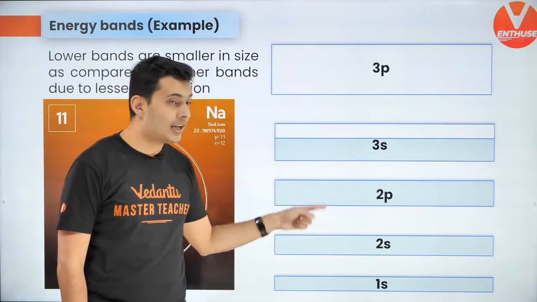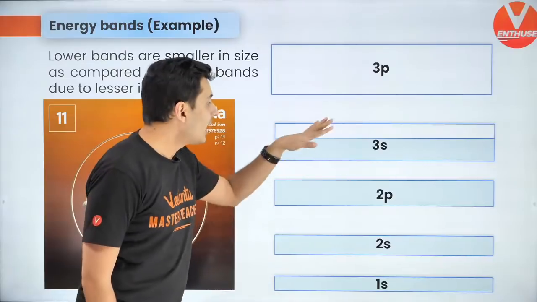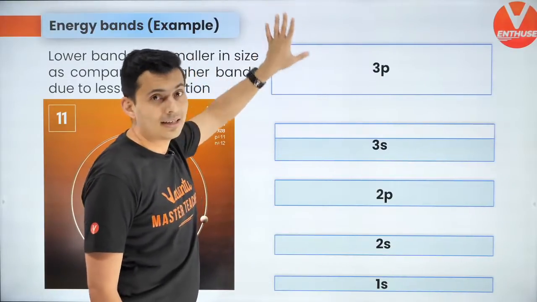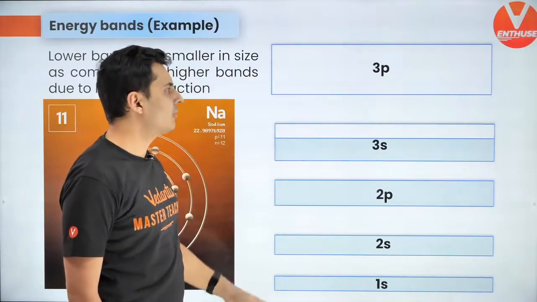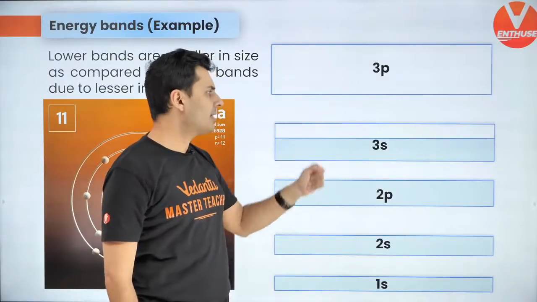Yes, this is called valence bands. And the ones which are not filled, they are called conduction bands. Why are these called conduction bands?